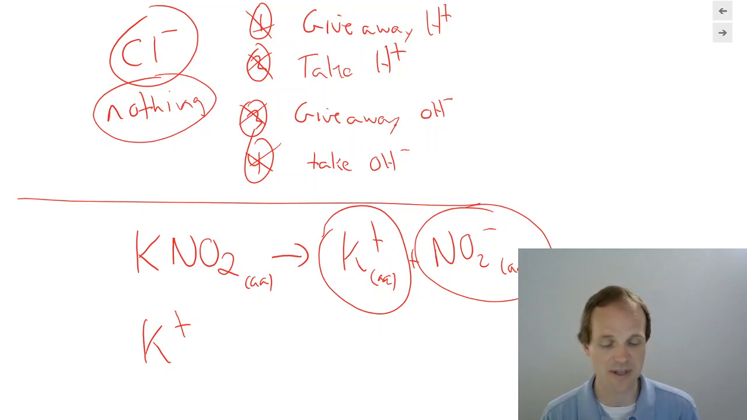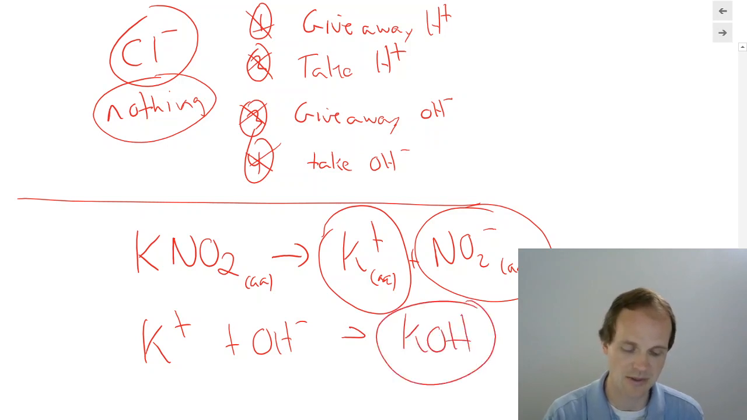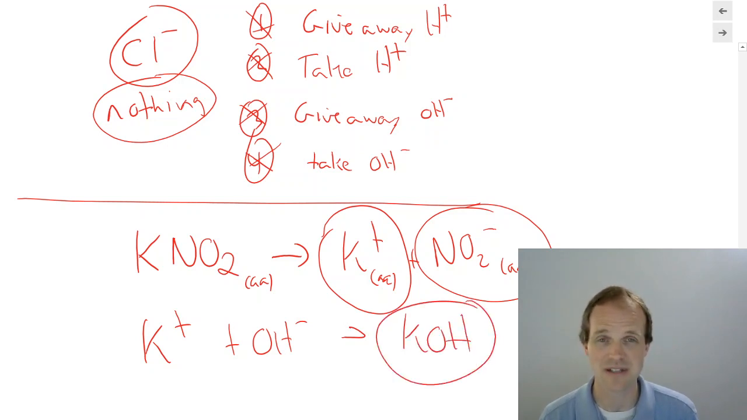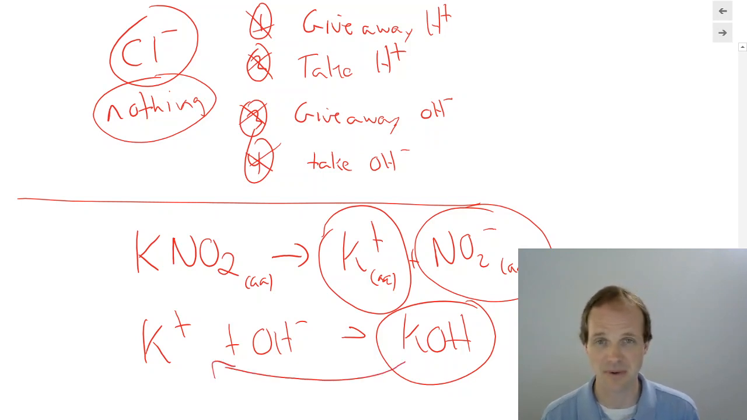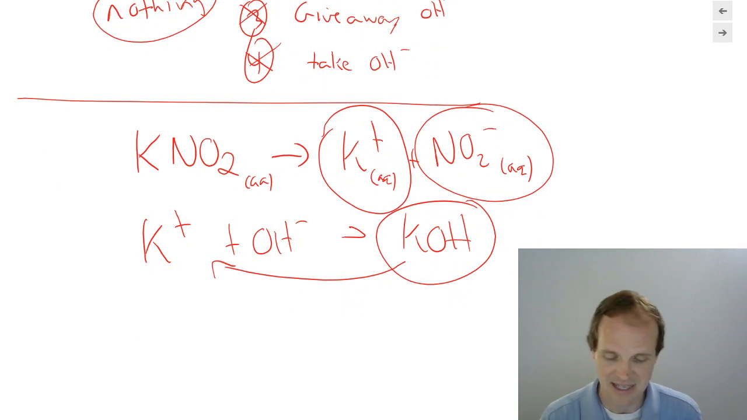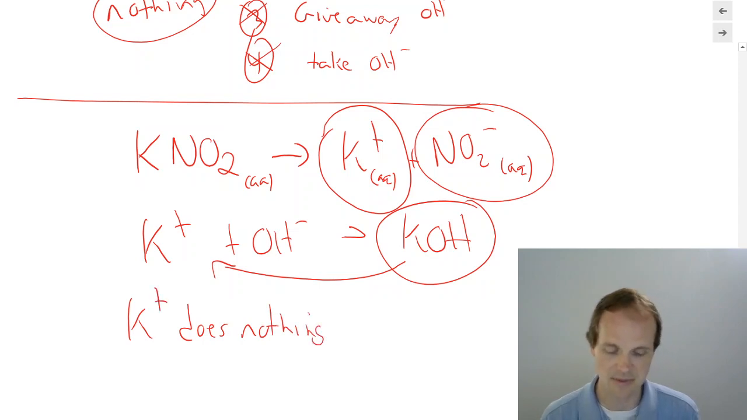Is it going to give away OH minus? Doesn't have it. Is it going to take OH? Well, that's a thought, right? We say, hey, K plus takes that and makes KOH, but what do we know? We know that KOH, potassium hydroxide, is a strong base, so even if it made it, it would immediately fall apart again, ding, and spit that OH right back out, and we'd just get our K plus back, and nothing would happen, okay? So the K does nothing. It's not going to affect the pH of solution.